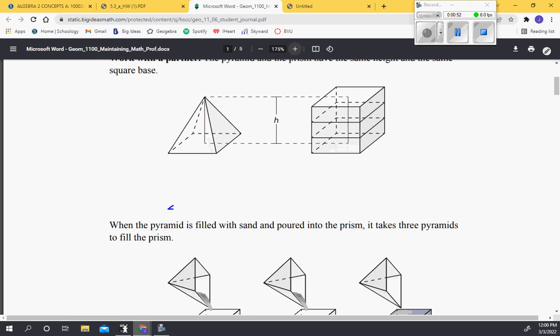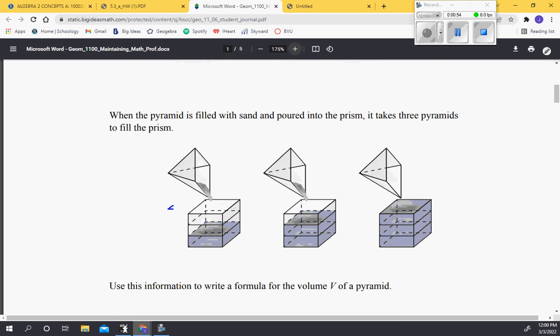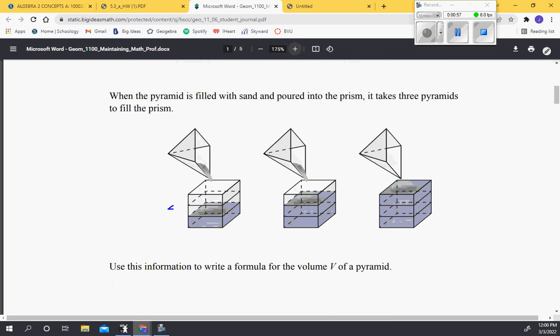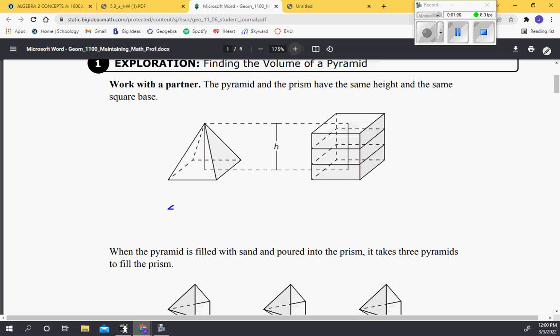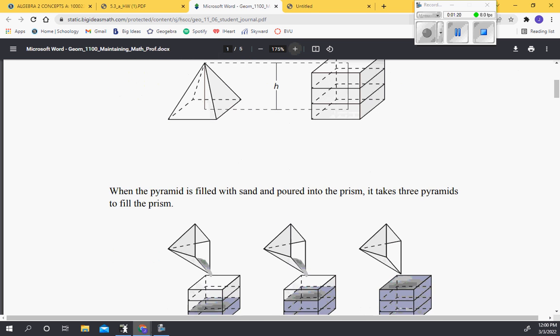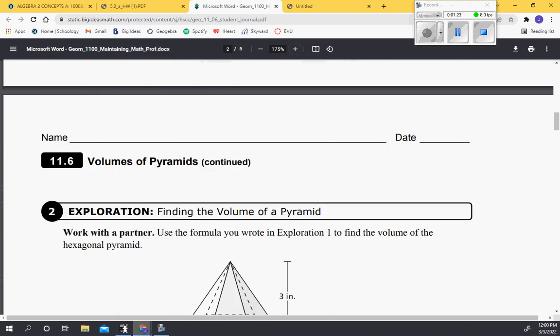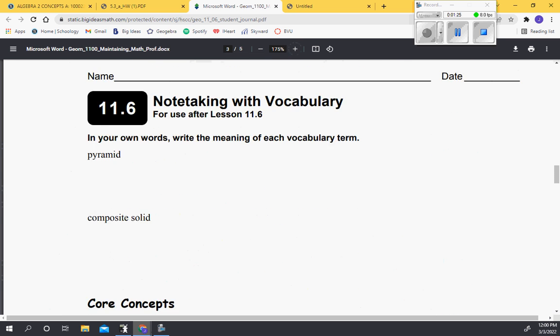In class, I'm going to show a little activity. So if you weren't in class, I'm sorry you didn't get to see it, but it's essentially this. When a pyramid is filled with sand and poured into the prism, it takes three pyramids to fill up one prism. So if the pyramid and this prism have the exact same base and the exact same height, which they do, then it'll take three pyramids to fill that one prism.